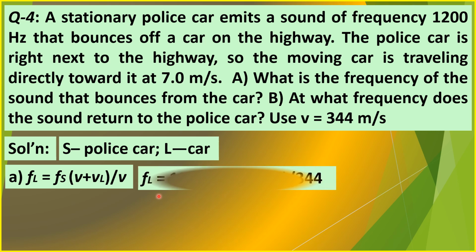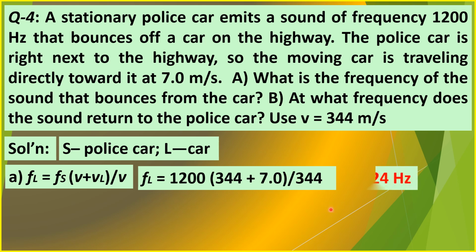Substituting, we get 1200 Hertz multiplied by the sum of 344 plus 7.0 meters per second, to be divided by 344 meters per second. Doing our math, we will get the value for the observed frequency FL equal to 1224 Hertz. So this is the frequency of the sound that bounces from the car.